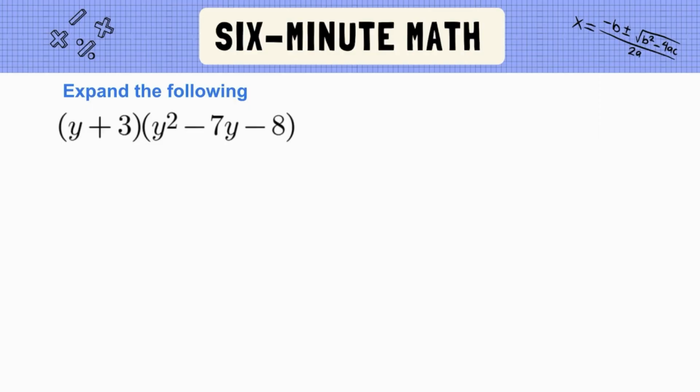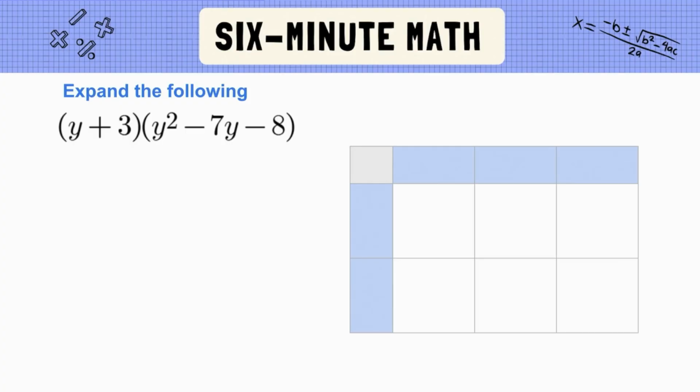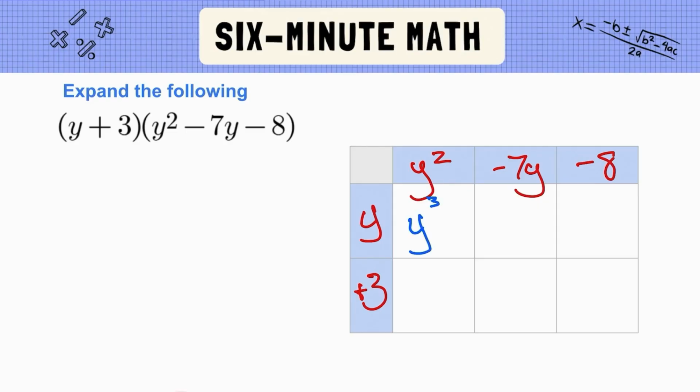Let's multiply another binomial times a trinomial. So I have my rectangle here, and we have y plus 3 and y squared minus 7y minus 8. Y times y squared is y cubed. Y times negative 7y is negative 7y squared. And y times negative 8 is negative 8y.